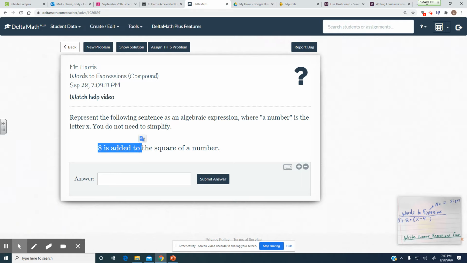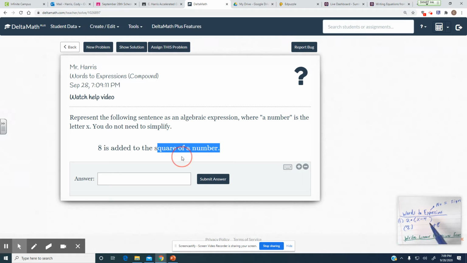So in other words, this is our second problem. Something's going to be having 8 added to it. We just don't know what yet. What are we adding 8 to? The square of a number. So we know we're going to have x. Now what does it mean to square? That means to raise it to the second power. So x to the second power plus 8. And if you're not sure how to do that on your computer, you can hold down shift and then press 6. So shift 6 at the top of the page. There you go. That's how we get that.